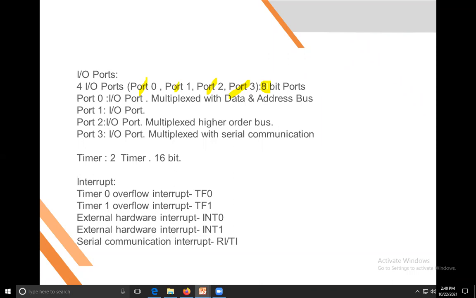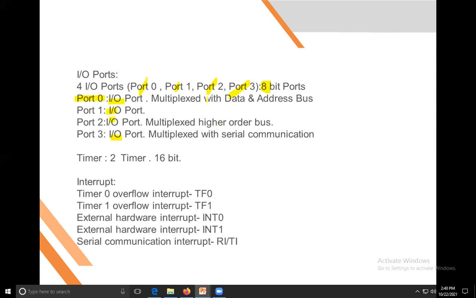Another thing, remember this, it is important in your online examination. See port 0, what is port 0? All ports are input output ports. Port 0, port 1, port 2, and port 3, all are input output ports. Remember this: input port means you have to connect the input to the port, or you have to take the output from this port.